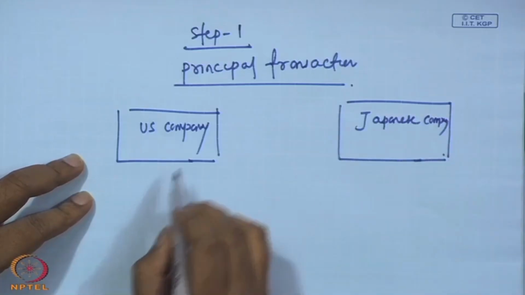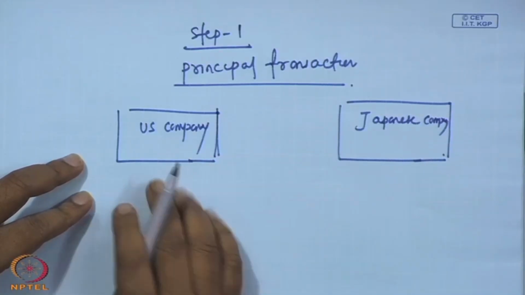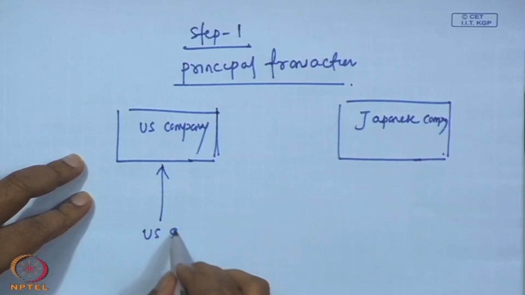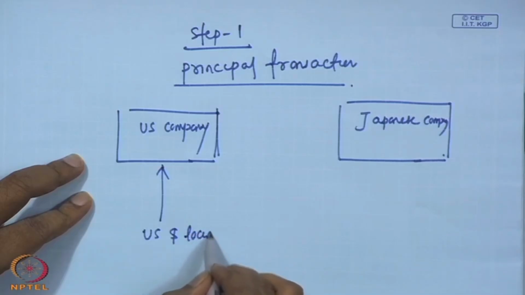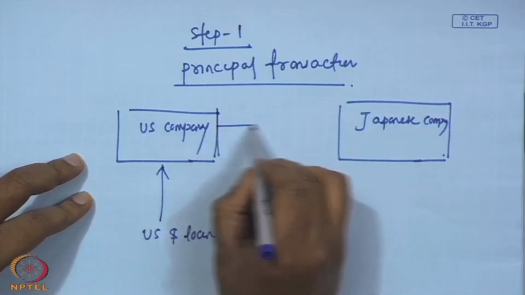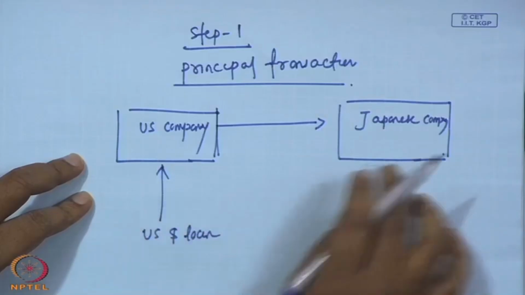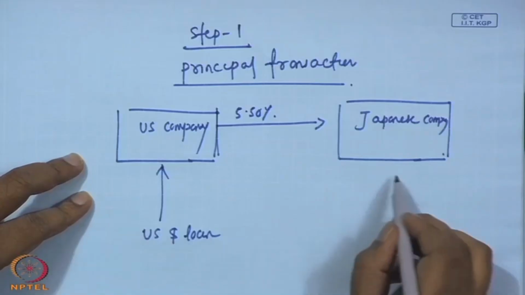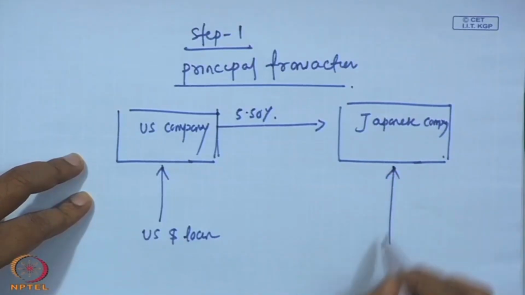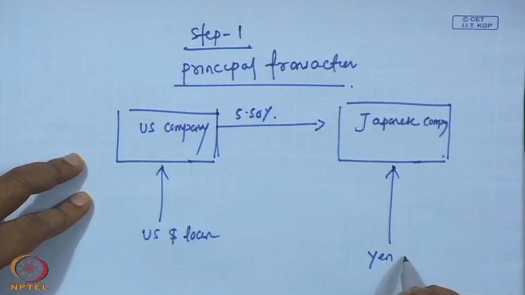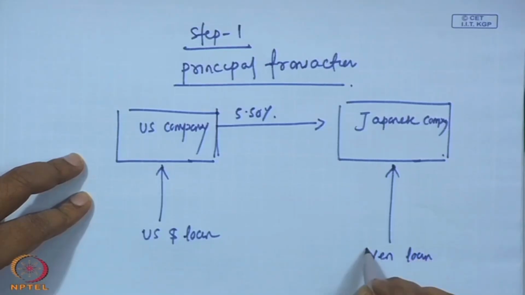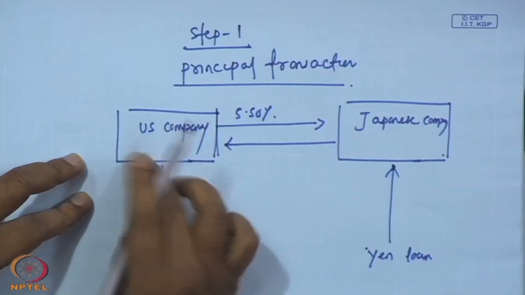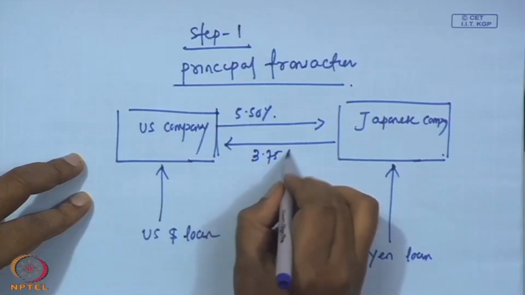So, what will happen? This US company will raise US dollar loan and give the US dollar loan to the Japanese company at 5.5%, and the Japanese company will raise a yen denominated loan and give this loan amount to the US company at 3.75%.